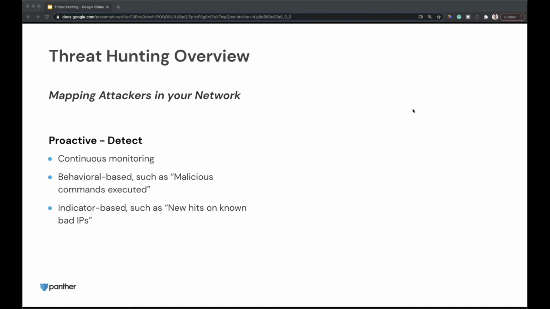Or we look at indicator-based detections, like we saw hits on known bad IPs that maybe we saw in the past, or traffic to known bad domains that we may have also seen in the past.